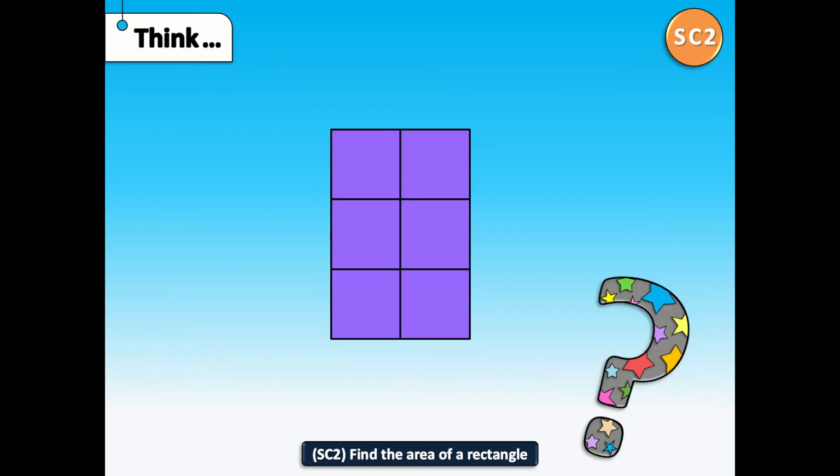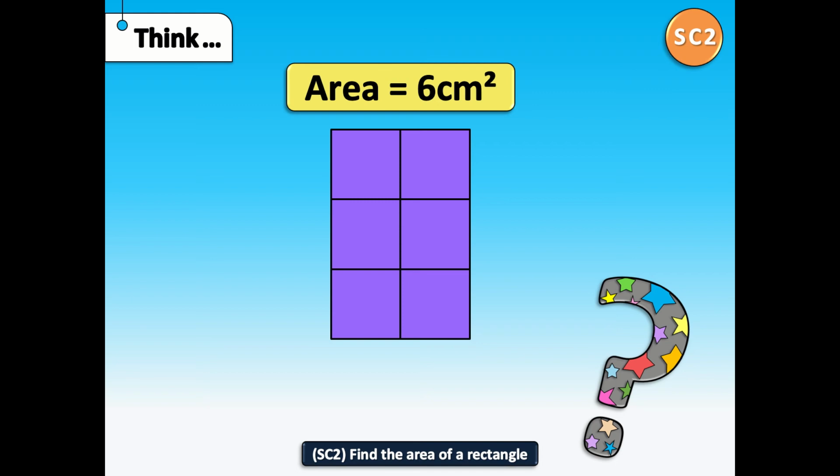So let's have a think of how I could find the area of this shape here. Now I could count the squares, and there's 6 squares, so if these are centimetre squares, then the area would be 6 centimetres squared.